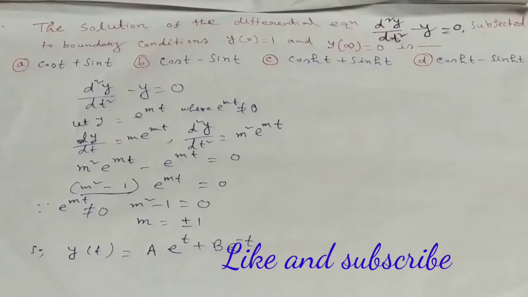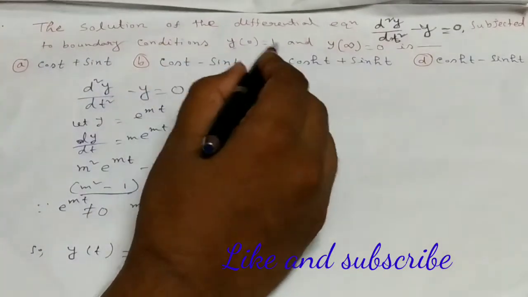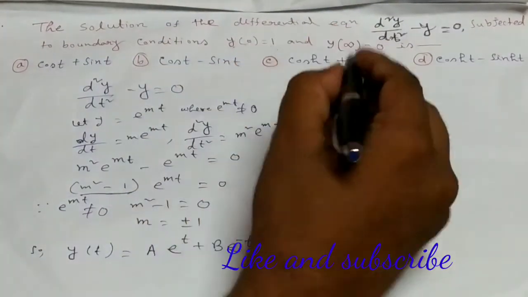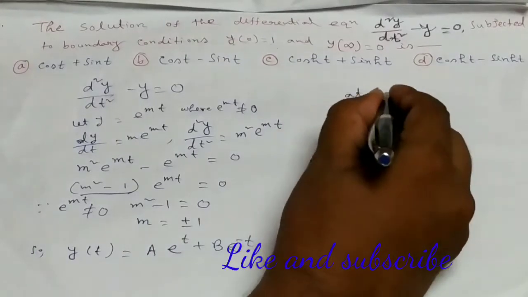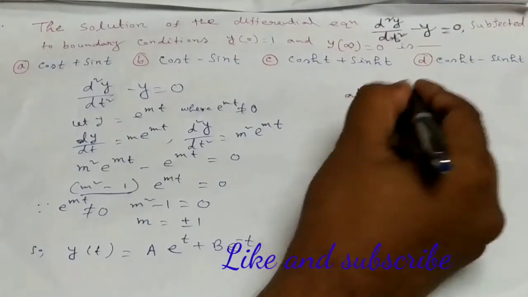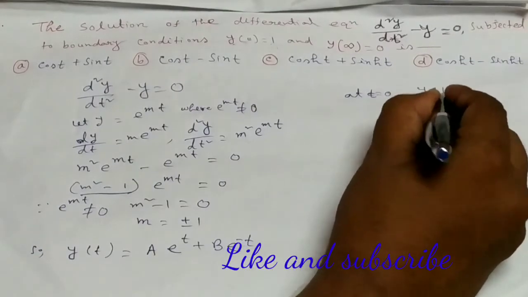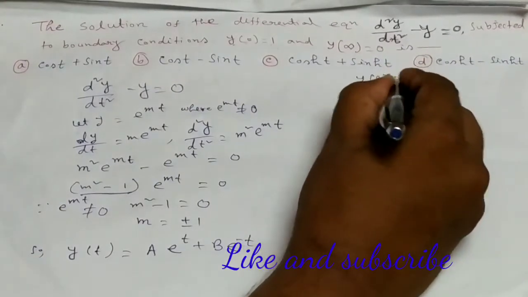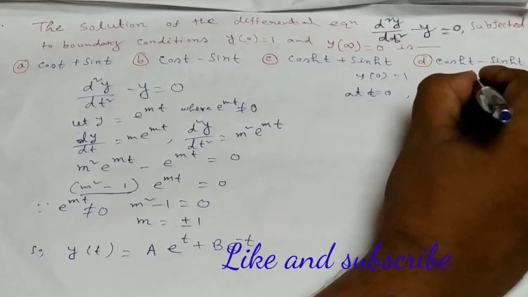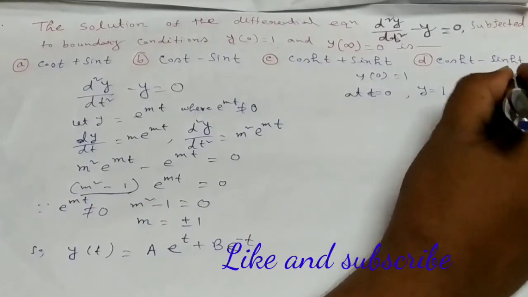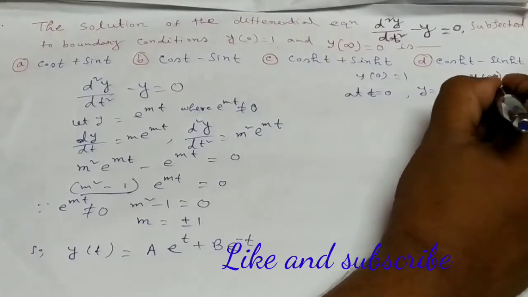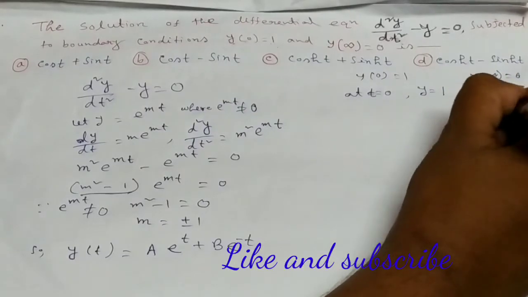Now the boundary condition is given by y(0) equal to 1. That means at t equal to 0, y value is 1. And also given y(infinity) equal to 0 means at t equal to infinity, y is equal to 0.